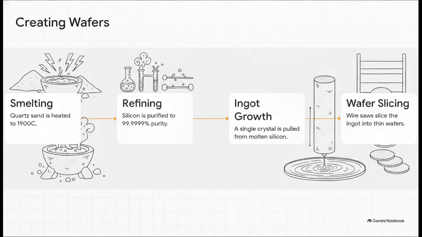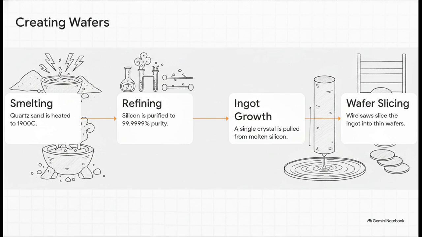It all begins by extracting silicon from quartz sand. This sand is heated with carbon in a submerged arc furnace at a staggering 1,900 degrees Celsius. To put that into perspective, that is literally hotter than volcanic lava. This yields about 99% pure silicon, but electronics need more. It goes through the Siemens process to achieve 6 nines purity.